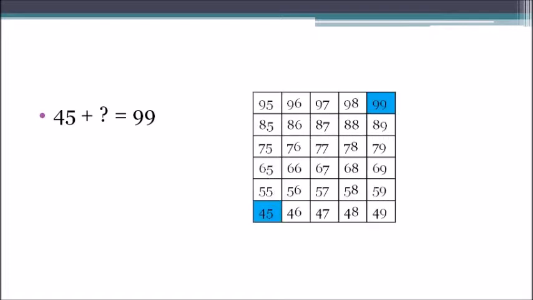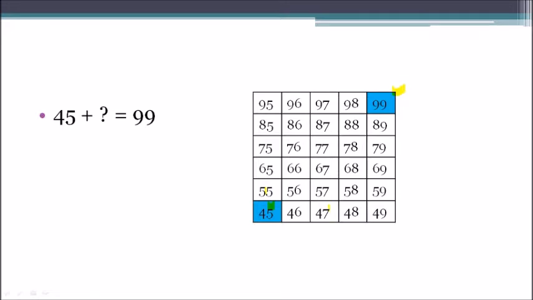Let's do another one. Last one but not the least one. Question is asking that 45 plus dash equals 99. What do you want? How many steps you have to take to reach 99 from 45? In this type of question you can subtract 45 from 99 also. Otherwise you can do it with the help of number grid. Okay, now find out in which position you are. You are in the position of 45 and you have to reach which number? 99.